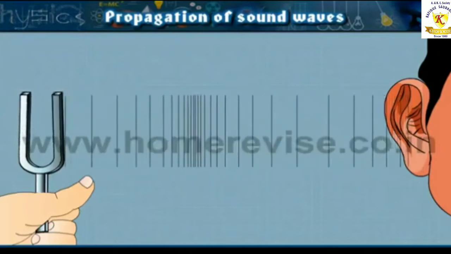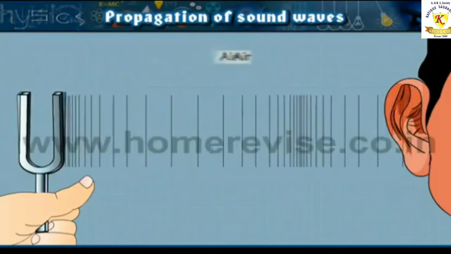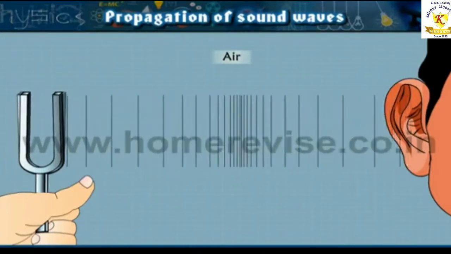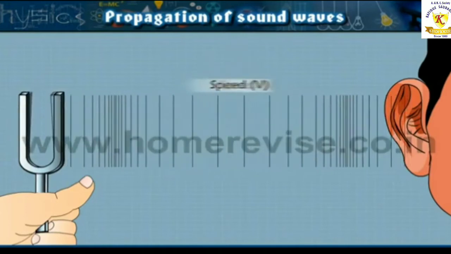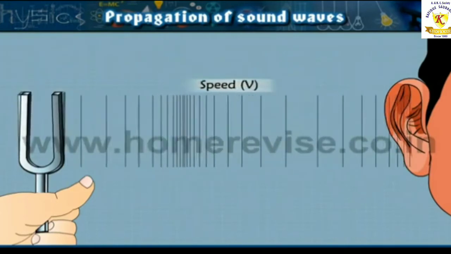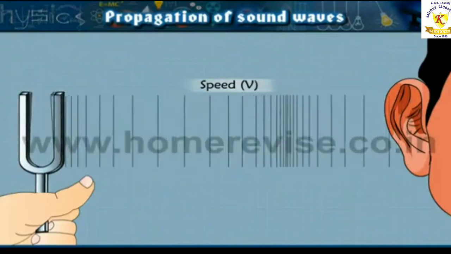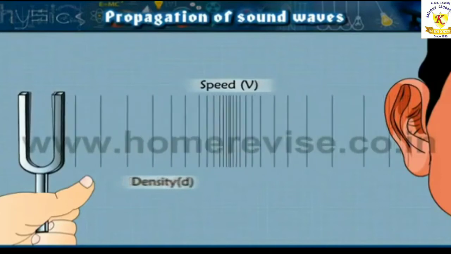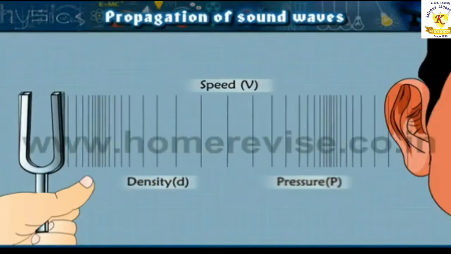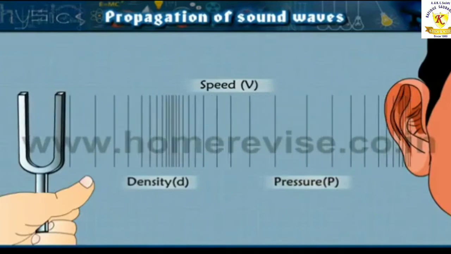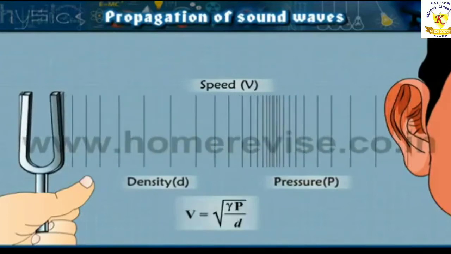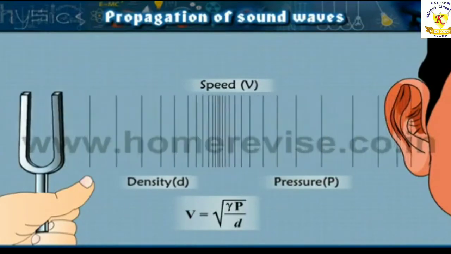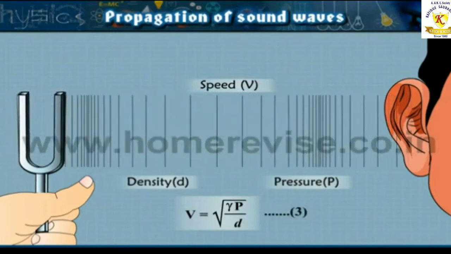A longitudinal wave travels in a gas without any change in heat content of the medium. The speed v of a longitudinal wave, that is sound, in a gaseous medium of density d at the pressure p is given as v is equal to square root of gamma p upon d. Got it, children?